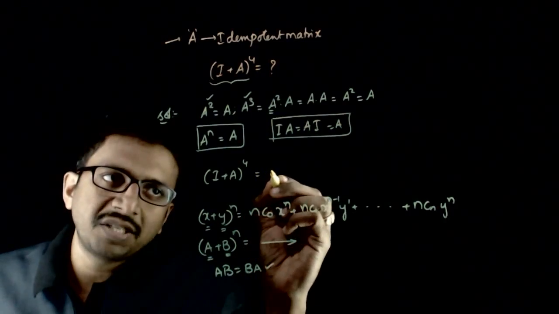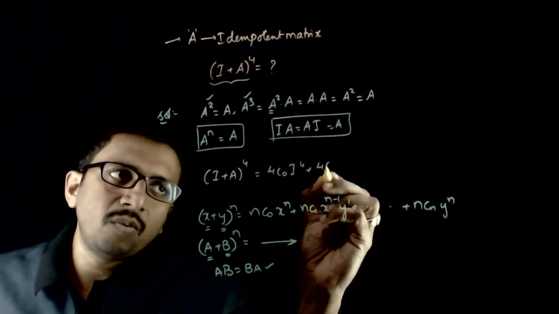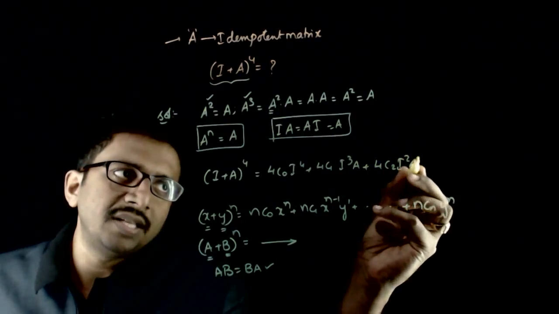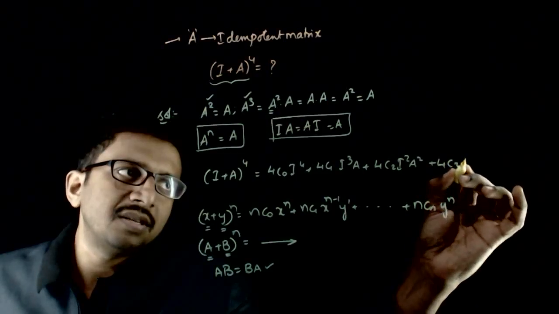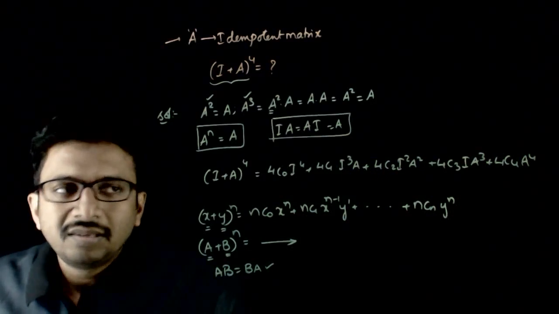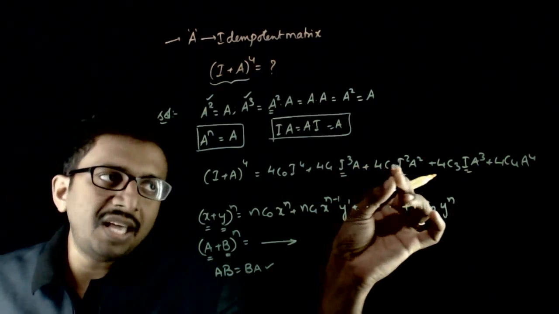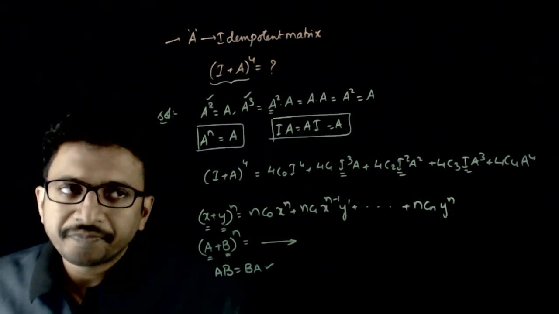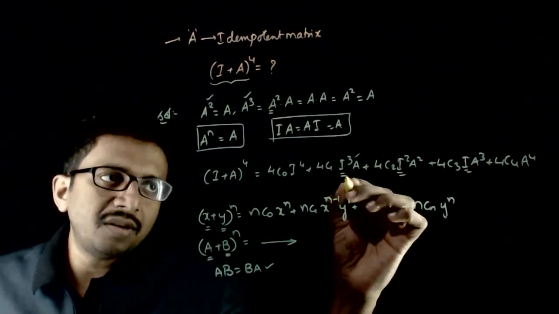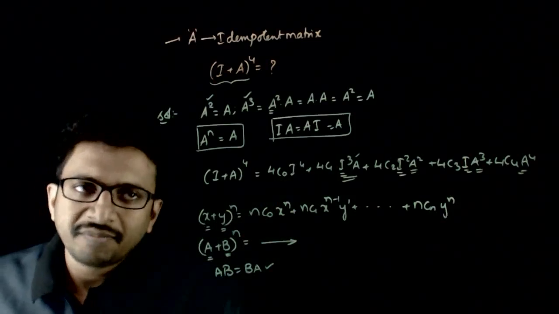If I use the binomial expansion, I get 4C0 times I power 4 plus 4C1 times I cube A plus 4C2 times I square A square plus 4C3 times I A cube plus 4C4 times A power 4. Now I is an identity matrix, so I cube into A becomes A, I square into A square becomes A square, and so on. And A is an idempotent matrix, so A power n is equal to A. So A square, A cube, A power 4 are all A. I power 4 is I. So 4C0 is 1.